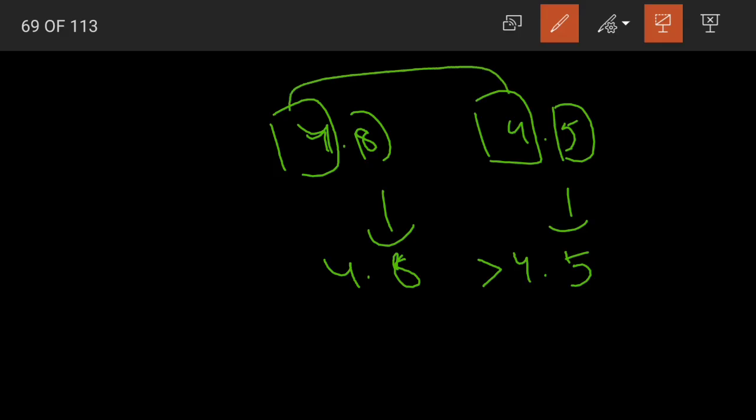Understood, children? First we looked at the whole number part. The whole number part for both the given numbers is the same. So that is why we went with comparing the decimal part. Now here the decimal part is 8 and the decimal part is 5. 8 is greater than 5. So 4.8 becomes greater than 4.5. It is very simple, children. Just as we compare the normal numbers.